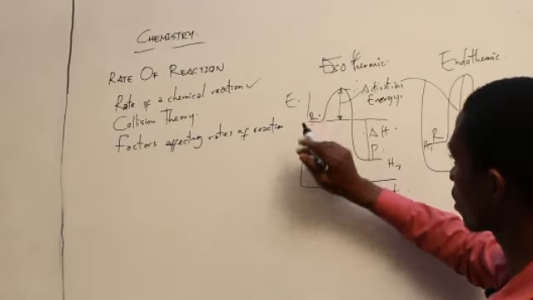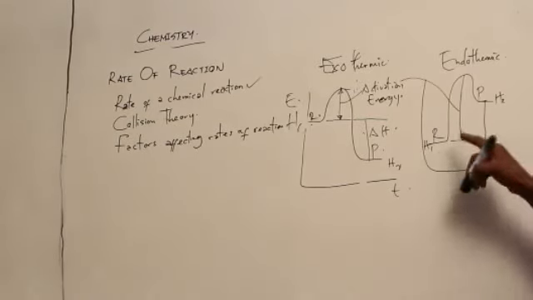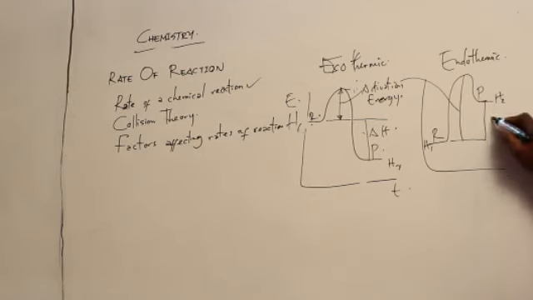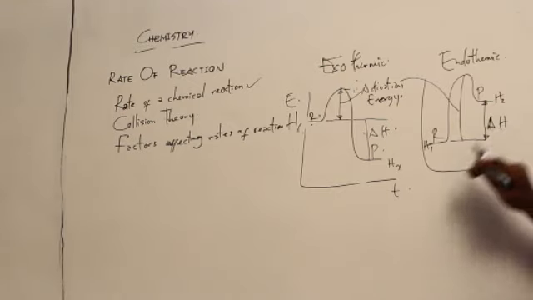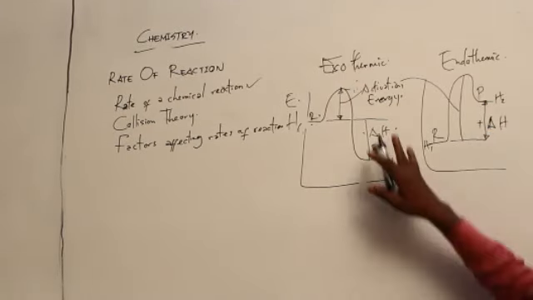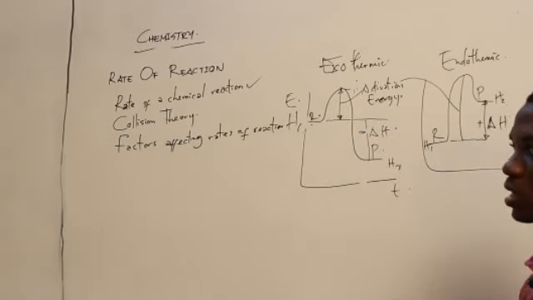Let me write it clearly. H1. So this is our starting, this is our ending H. So our change in H will be here. That's change in enthalpy. And of course, since 2 is bigger than 1, it would be positive. This one, 2 is less than 1, it will be negative.